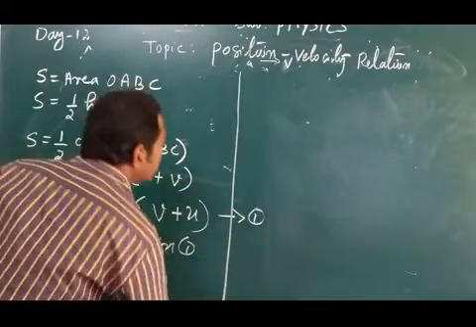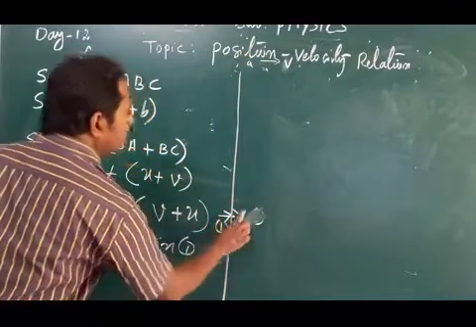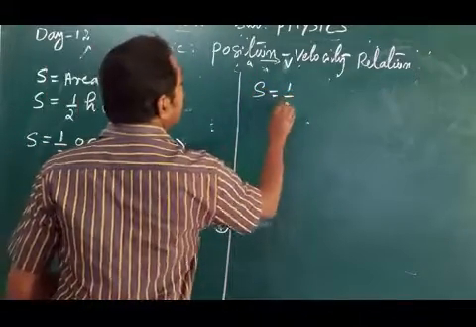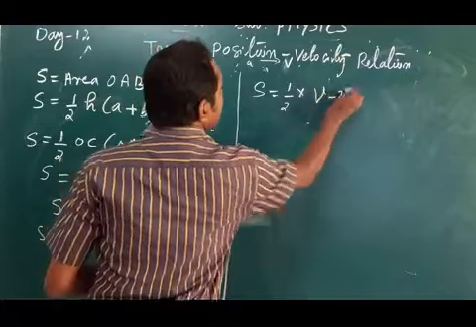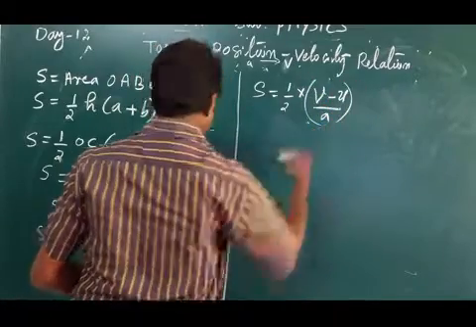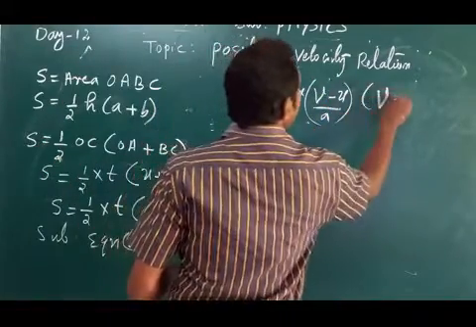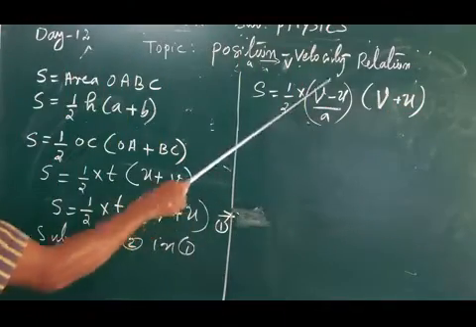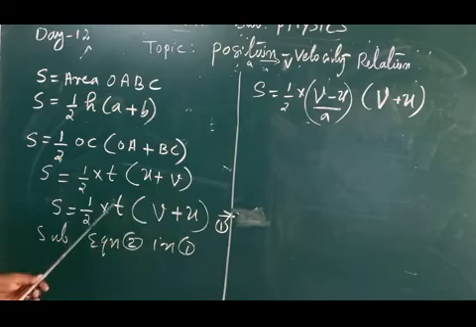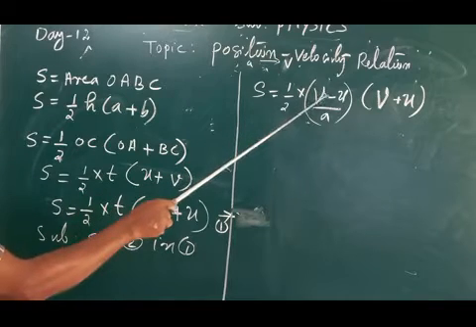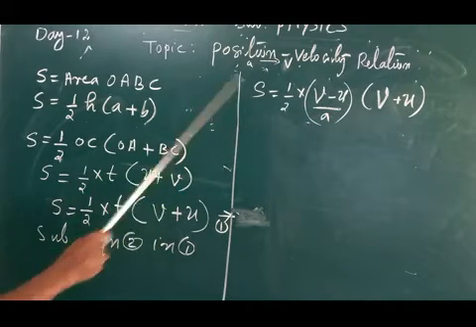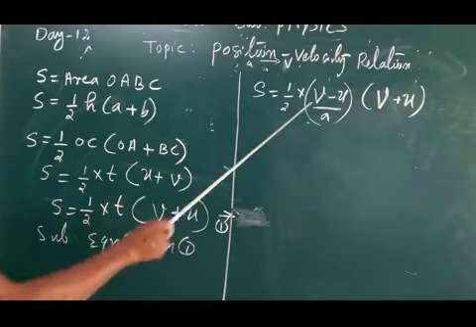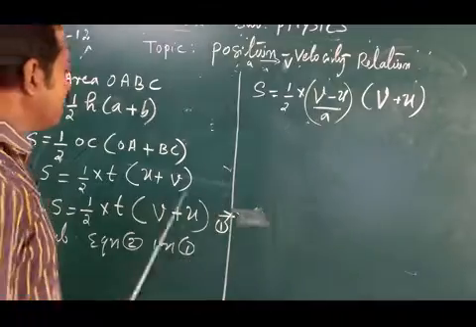We have, this is equation number 1. We have S equal to half into V minus U by A into V plus U. Here only V minus U by A changed. This is T only. This T here is written as V minus U by A. So S as it is, half as it is, T replaced by V minus U by A. Then remains V plus U.